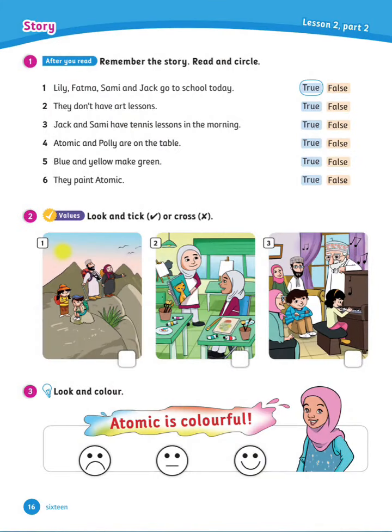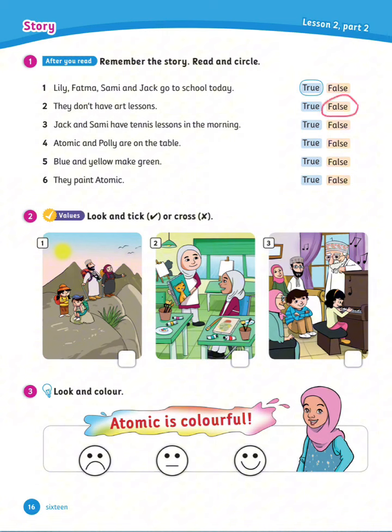Lesson 2, Part 2, Story. Exercise number 1. Remember the story, read and circle. Let's read these sentences about the story in your class book on pages 18 and 19. Then, let's decide if the sentence is true or false. Number 1 is done for you. Lily, Fatima, Sammy, and Jack go to school today. True. Number 2, they don't have art lessons.